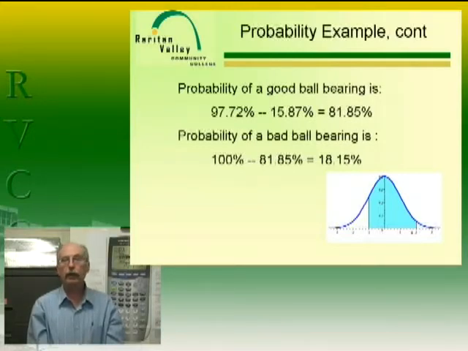Now we wanted to know the probability of bad ball bearings, so we're going to take 100% and subtract the good ball bearings, 81.85%, and get our bad ball bearings, which are 18.15%. Well, that was a lot of work to figure out exactly what percentage is going to be good and bad.